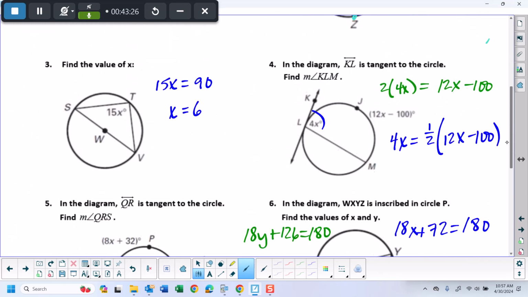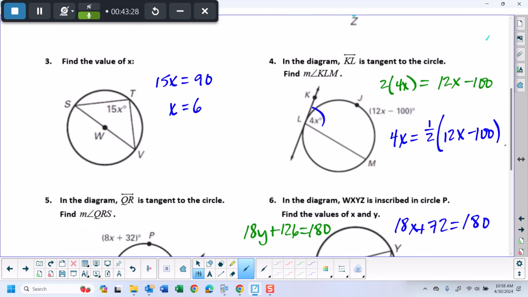Next up, find the value of X. Because I know that this is a chord that goes through the center of the circle, I know it's a diameter. So that means that this arc, 180 degrees, and this straight line have the same measure of 180 degrees. That tells me then that this inscribed angle must be a right angle, so I can use that knowledge to solve for X.